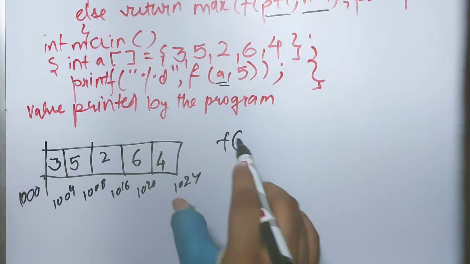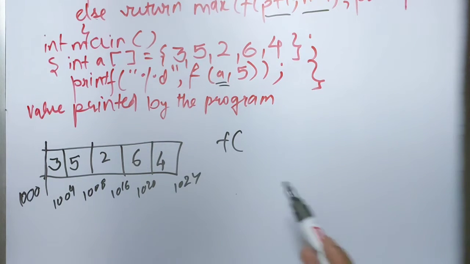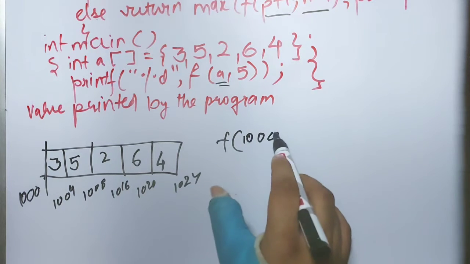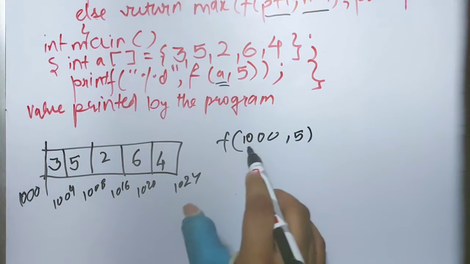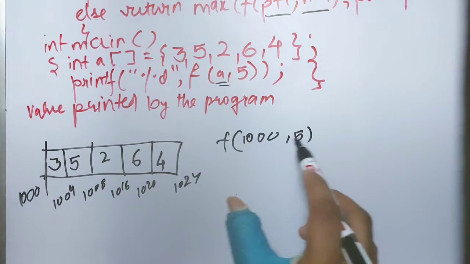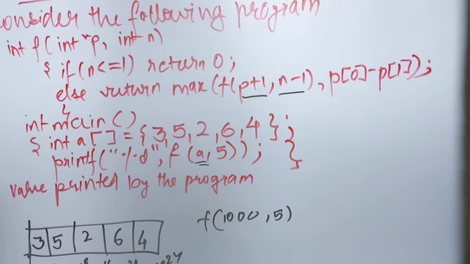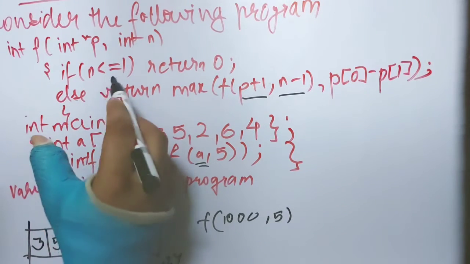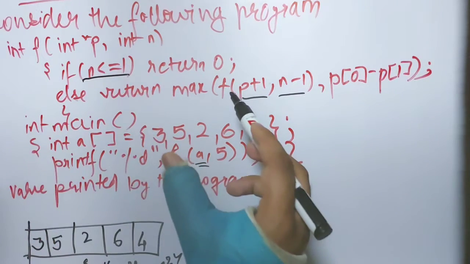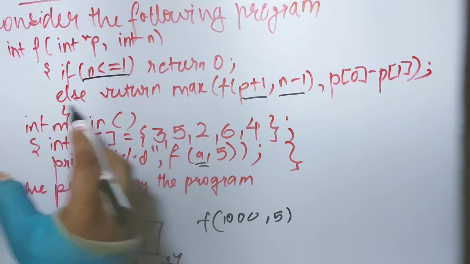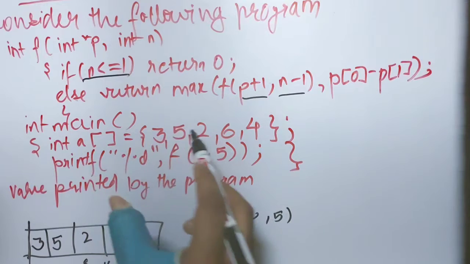They are passing us a. I have said that a is the address of the array, or you can say the address of the first element of the array. So we are passing a, meaning 1000, and 5, which is our integer value. Here it is an address and this is an integer value. Now coming to our function, we can see that n is not less than or equal to 1, so we can't return 0. So the if condition is false and we arrive at the else condition.